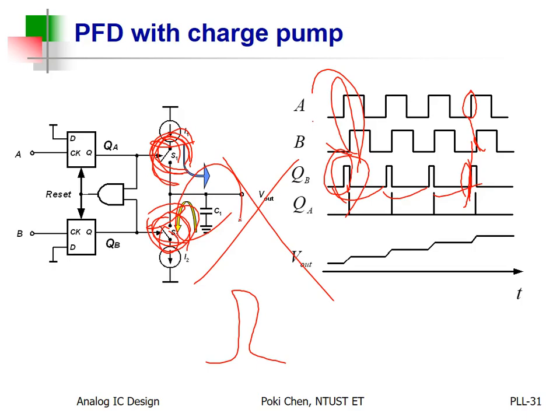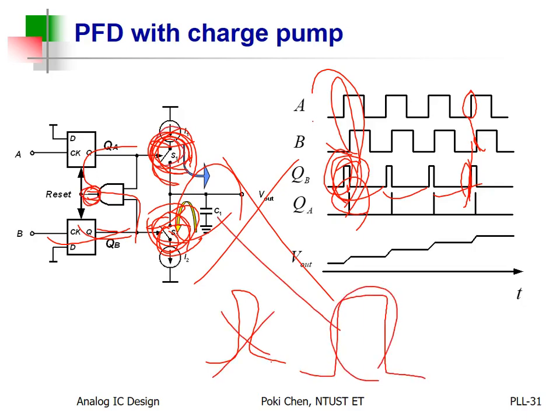What can you do? On the contrary, we need to make sure of the minimum pulse width to turn on S1 and S2. How to make sure of the minimum pulse width? I told you already. From here to there, from here to there, and to reset, it takes time, right? But the time usually is not good enough, so we need to have extra delay here to make the maximum output width to turn on S1 and S2. That is the real mechanism to cancel the so-called dead zone. Got it?